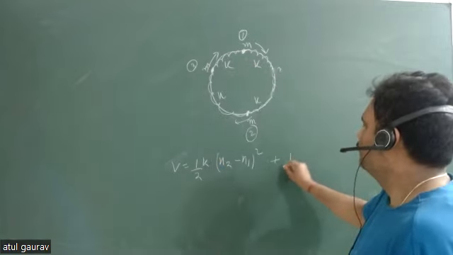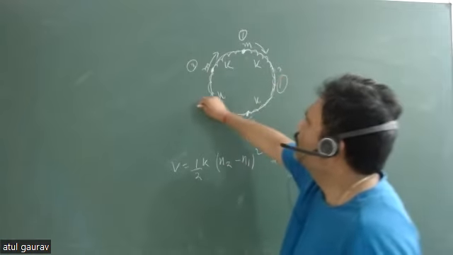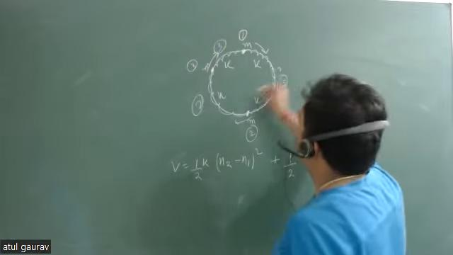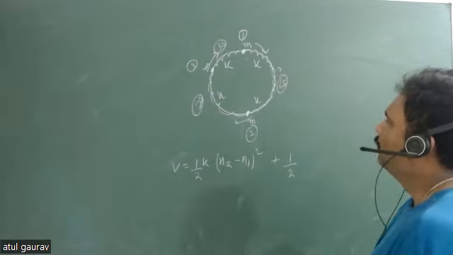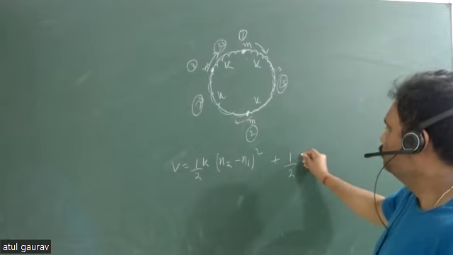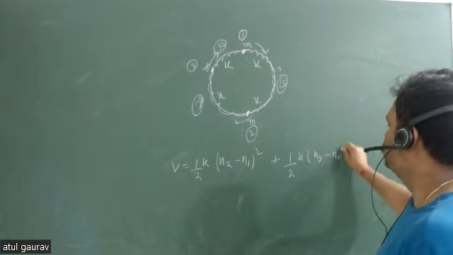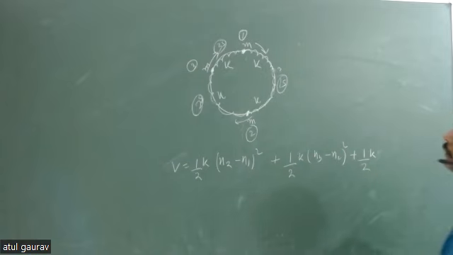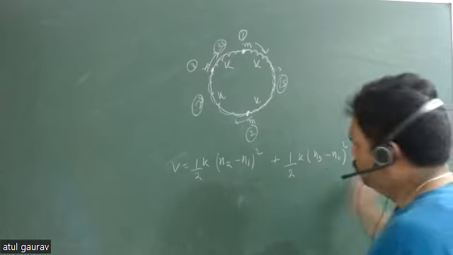Plus half, second spring. So this is your first spring, this is your second spring and this is your third spring. For the second spring, elongation due to eta 3, compression due to eta 2, (eta 3 minus eta 2) whole square. Last one, (eta 1 minus eta 3) whole square. You can open it.